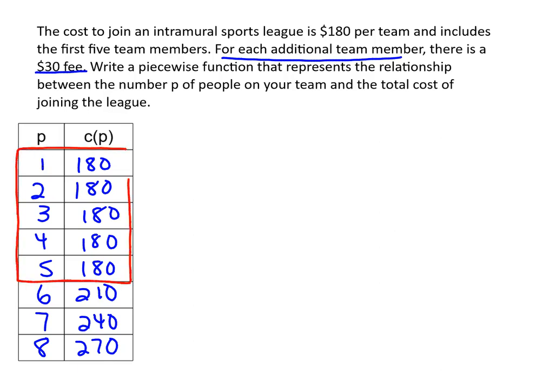A piecewise function can be used to represent the situation because we have one equation that can work for this group of people right here. But then we need a second equation used to represent these people. So how does that work?